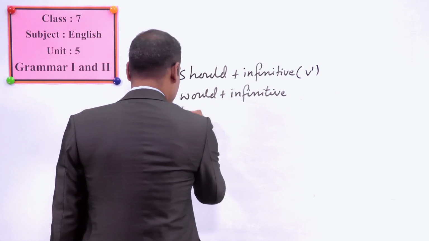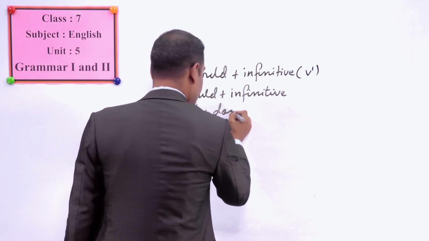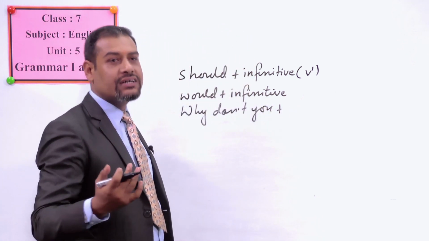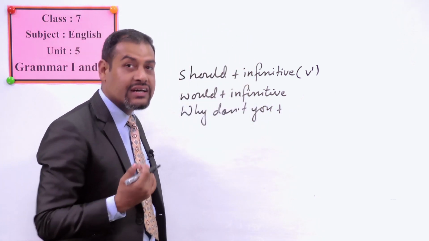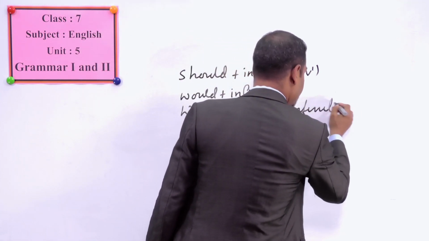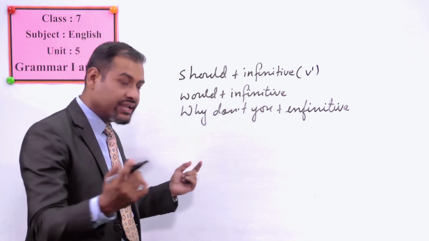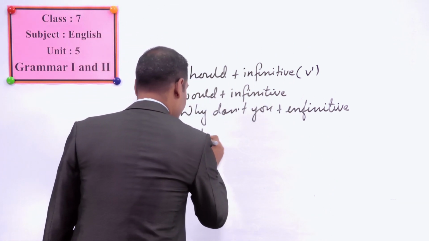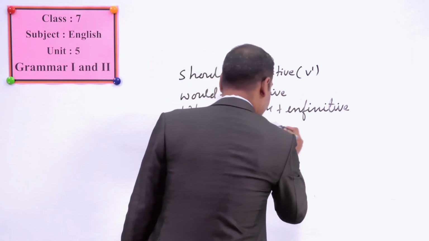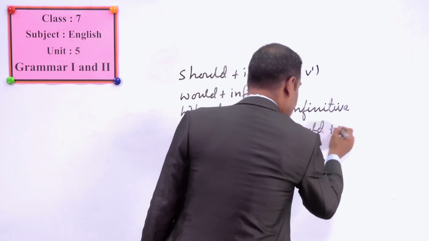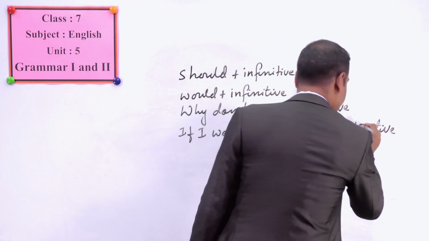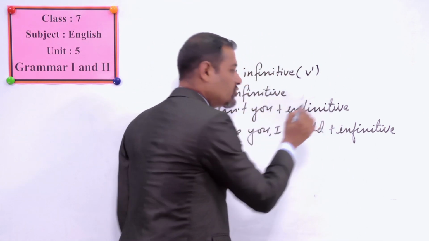Again you can say, why don't you plus what is it? Verb-ing or infinitive? Please all of you tell me. Yes, infinitive. Then again we have if I were you, if I, all of you tell me please, were you, then I would plus infinitive. We have to use these structures, okay?